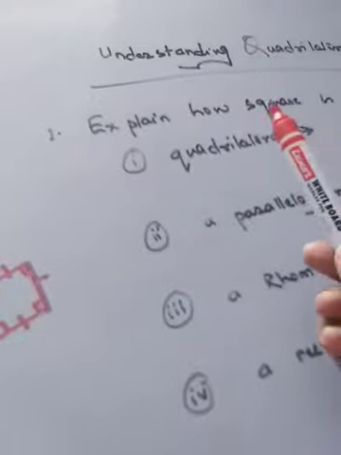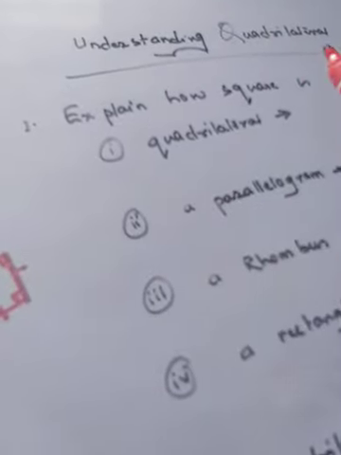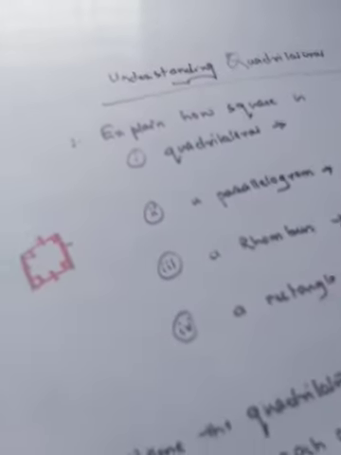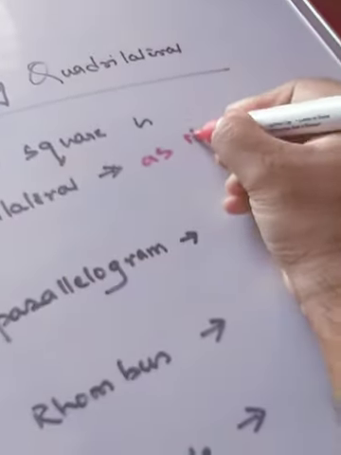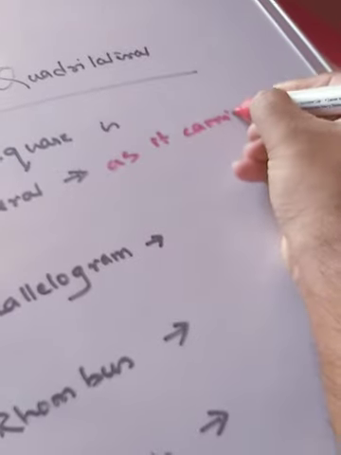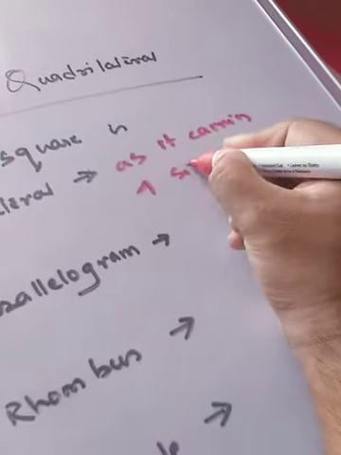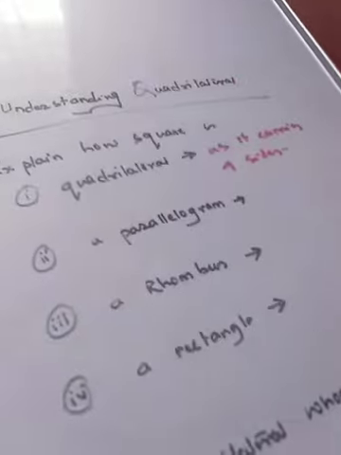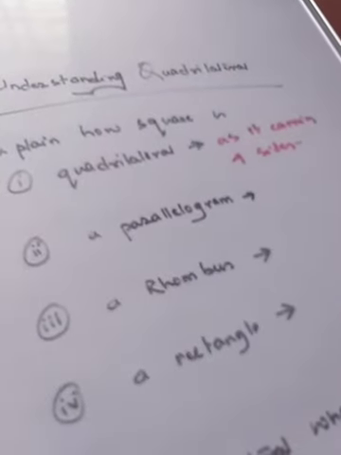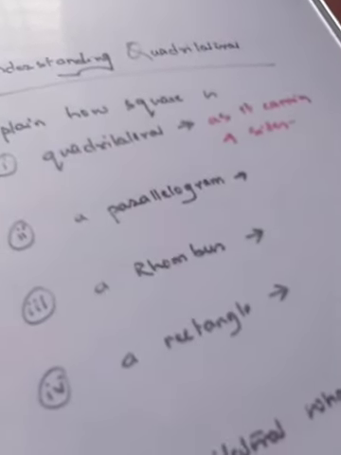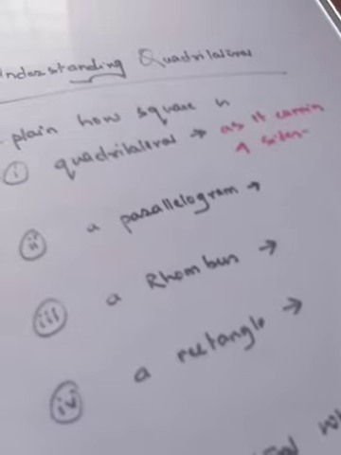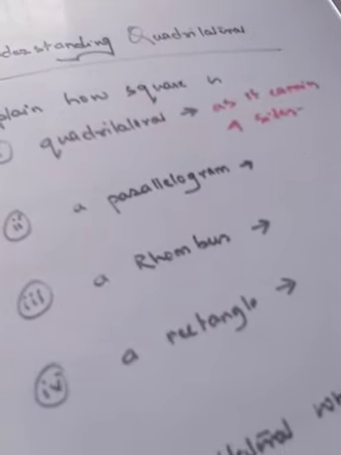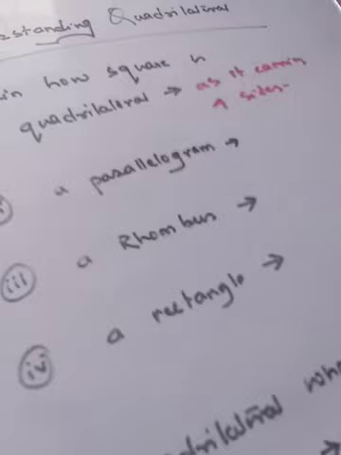Now they have asked, explain how square is a quadrilateral. Why do we say a square is a quadrilateral? As it carries four sides. As simple as this. Square is a quadrilateral because it carries four sides. Now we know that quadrilaterals are of many types: square, rectangle, trapezium, parallelogram. Why are they called quadrilaterals? Because they all carry four sides.